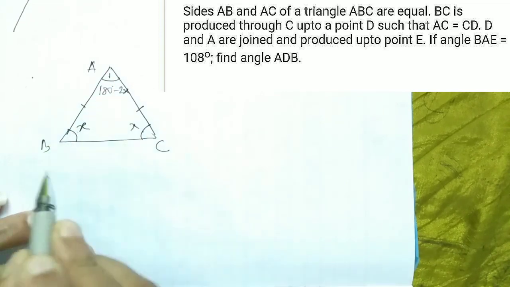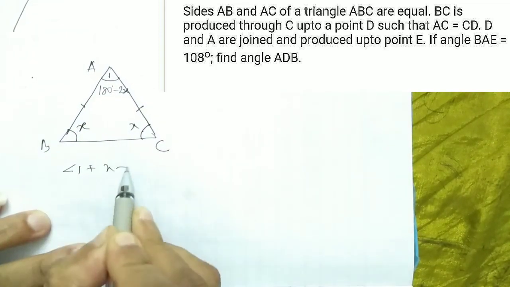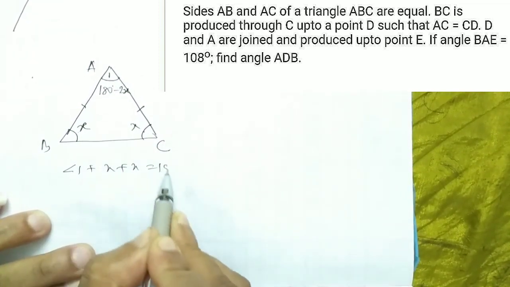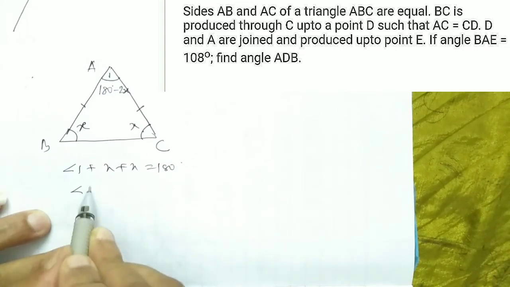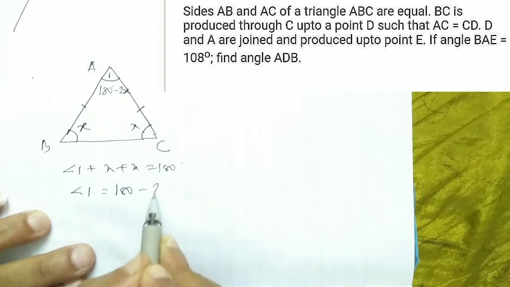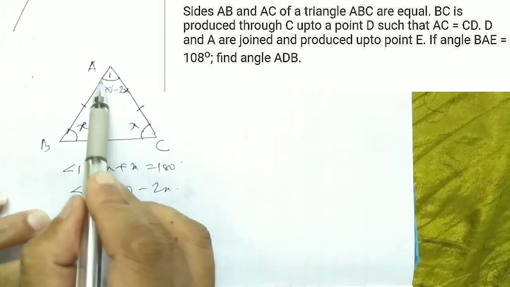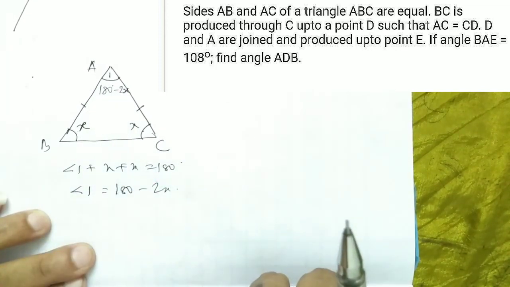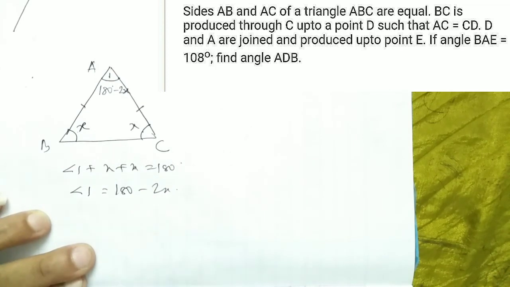So this is angle 1. I can write angle 1 plus X equal to 180 degree. So angle 1 equal to 180 minus X plus X, 2X is going there. 180 minus 2X. Yes, this is 180 minus 2X. Fine. Now let us draw the rest of the figure.